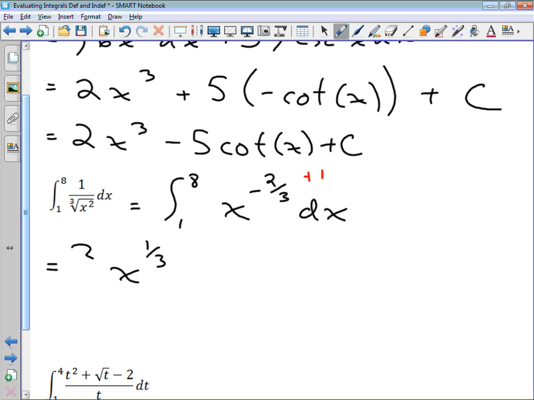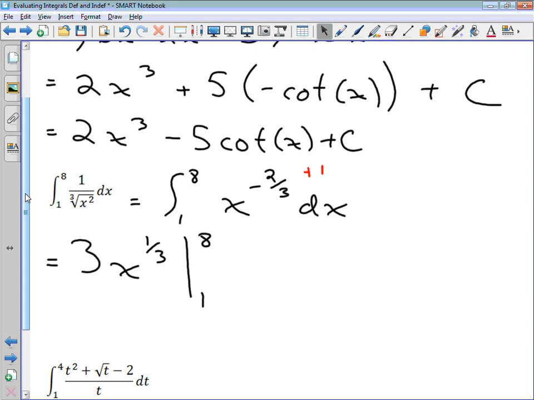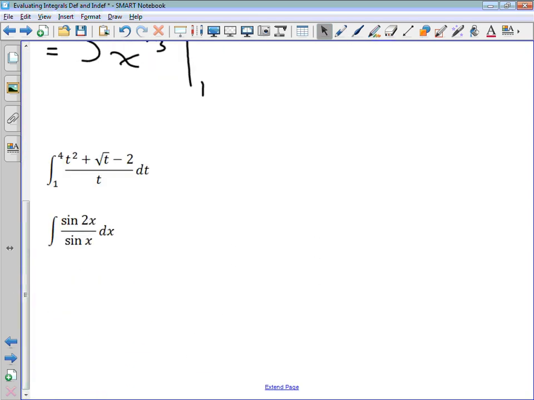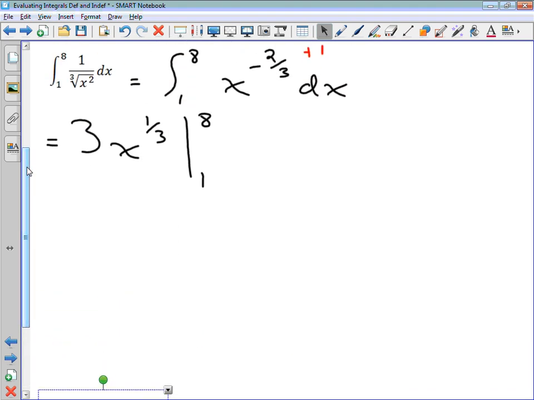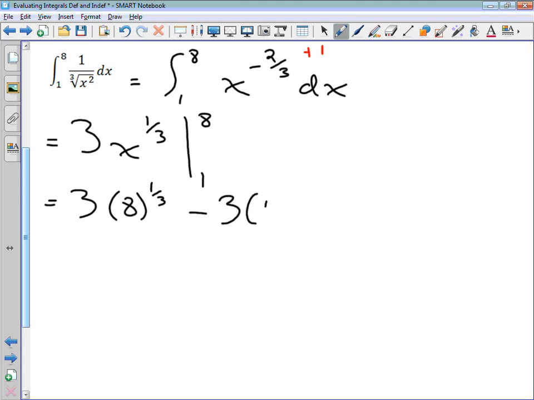Multiply by 3. And then, because this is a definite integral, we want to evaluate this from 1 to 8. So let's go ahead and do that. Give ourselves a bit more room here. Okay. We're going to have 3, sorry, 8 to the 1/3 minus 3 times 1 to the 1/3.